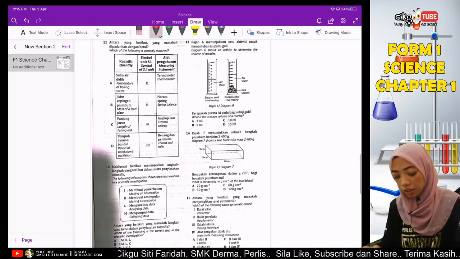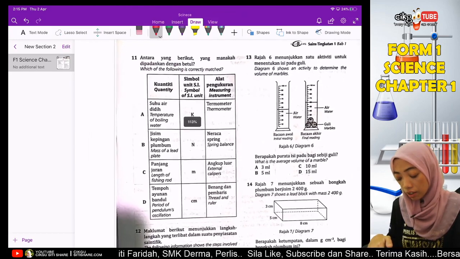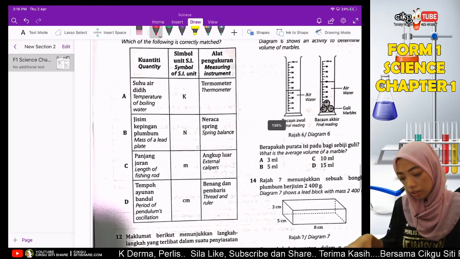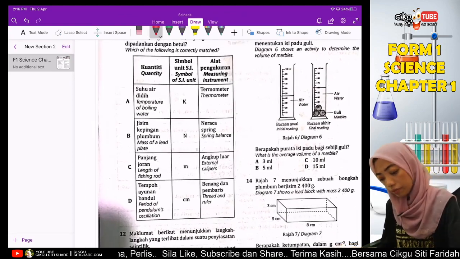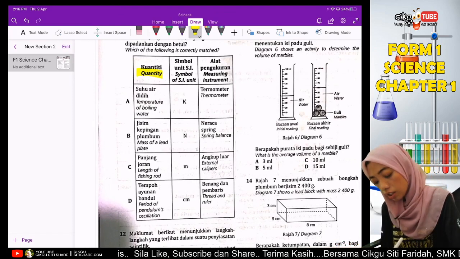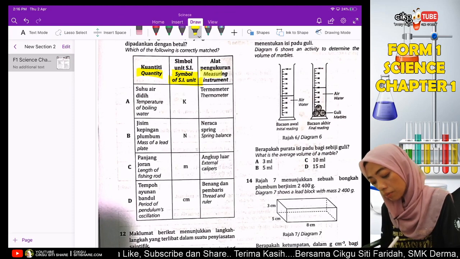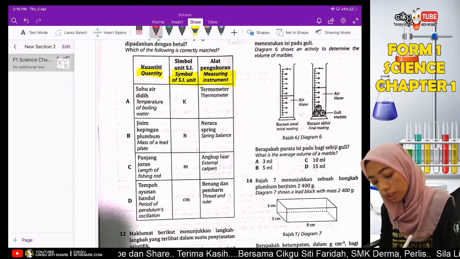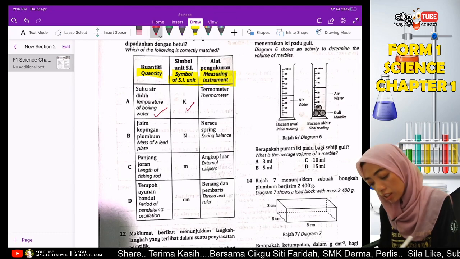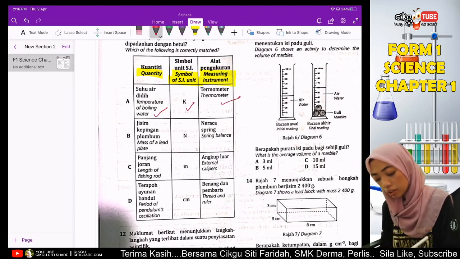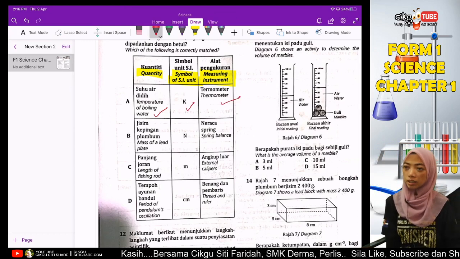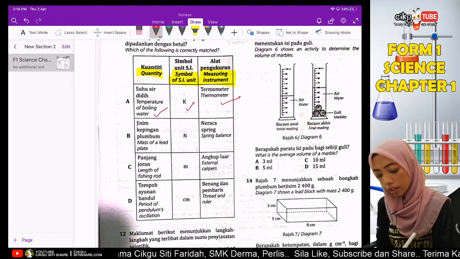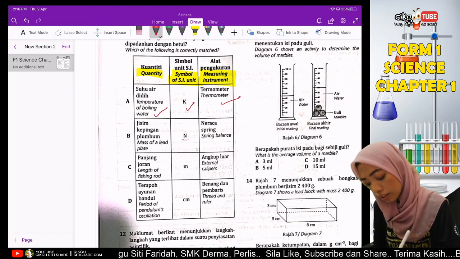Okay, let's continue. This is 11 to 15. Which of the following is correctly matched? The question gives quantity, symbol of SI unit and measuring instrument. So, for temperature of boiling water, symbol unit Kelvin, yes. The measuring instrument thermometer. So, A is the correct answer. Let's take a look. B, mass. Mass symbol N, Newton. No, mass is in gram.